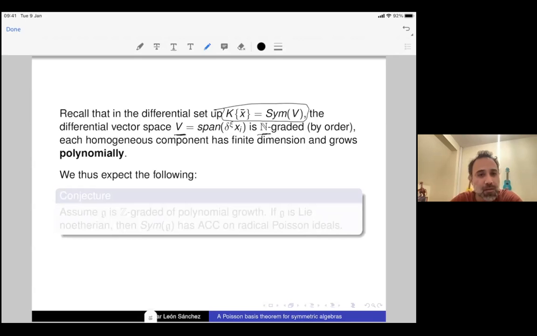And we know that each component is finite dimensional because for each order, there are only finitely many formal derivatives of that order. And we know it grows polynomially. In fact, the degrees of these polynomials are the number of derivations. So we actually know a lot more. Okay.